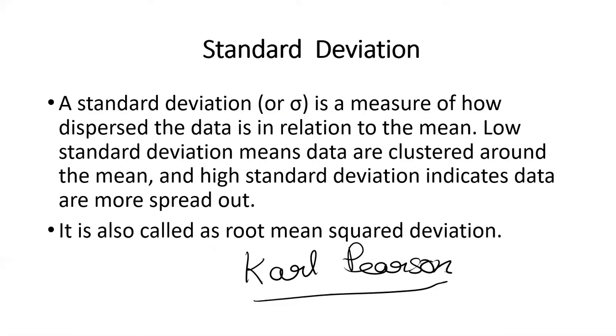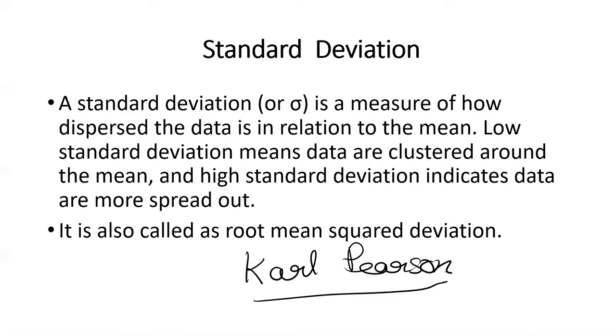Now let's understand standard deviation. It was coined by Karl Pearson, and it is also called root mean square deviation, because we use the root sign to calculate the standard deviation. The standard deviation is denoted by sigma. Remember this sign, sigma is used to denote the value of standard deviation. It is a measure of how dispersed the data is in relation to the mean.